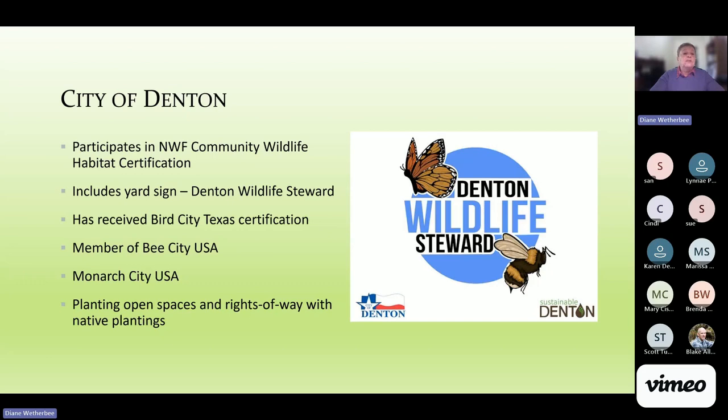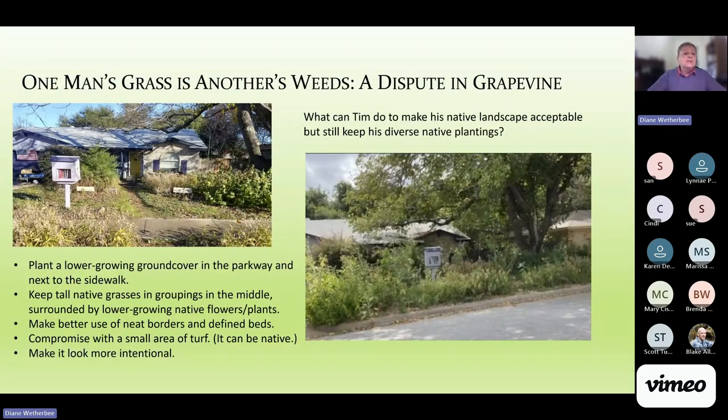It shows the residents that, yes, we are committed to doing this. The thing is just make it look more intentional. That's probably the most important thing. So he could have every one of those plants that are in that landscape, he could have if he just made it look a little more intentional.